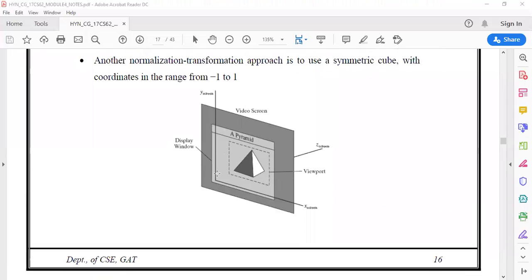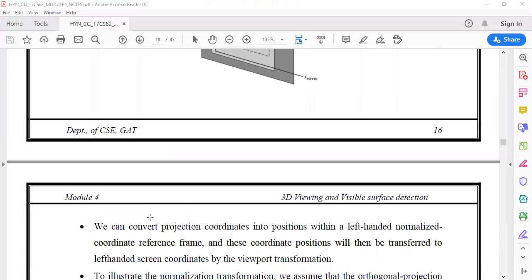You can see here in our 2D screen, we had the same diagram where we were displaying a red triangle. Here I can display a pyramid. In the 2D viewing or 2D clipping, I had only x and y screen, but now I have x screen, y screen, and z screen also, and I can see the 3D view of the object.